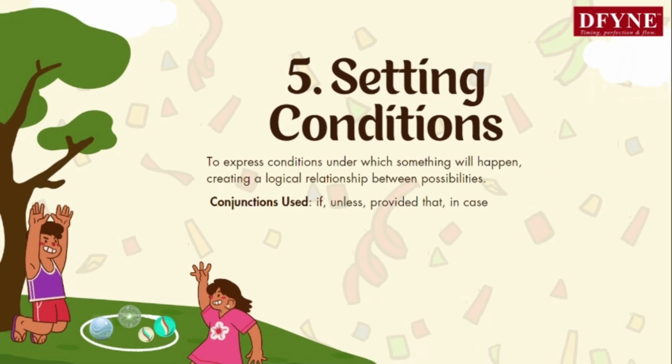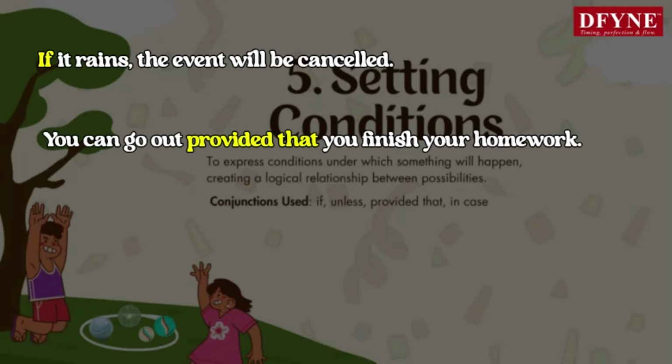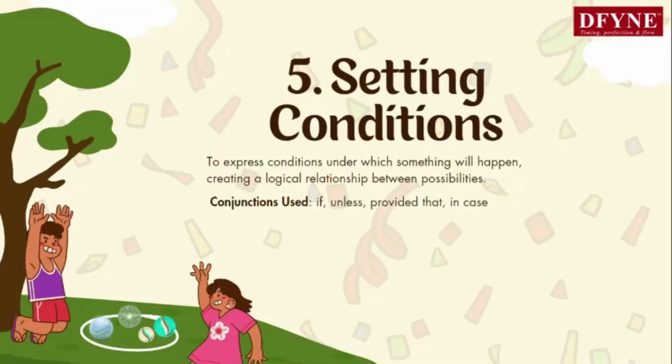5 is setting conditions. This one also utilizes subordinate conjunctions. The purpose here is to express conditions under which something will happen, creating a logical relationship between possibilities. If it rains, the event will be canceled. Sets a condition for the event. You can go out provided that you finish your homework. Specifies a requirement for going out. Here, if sets up a condition that must be met for the next action to occur.